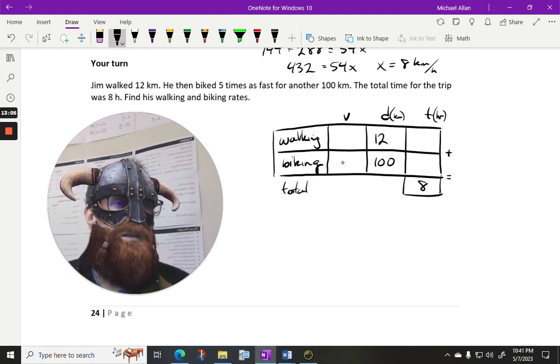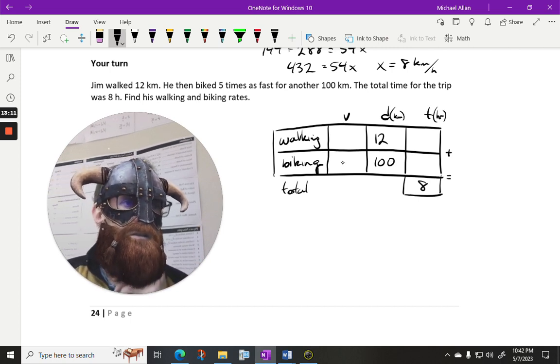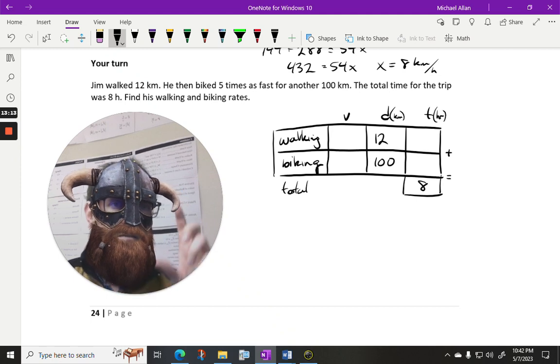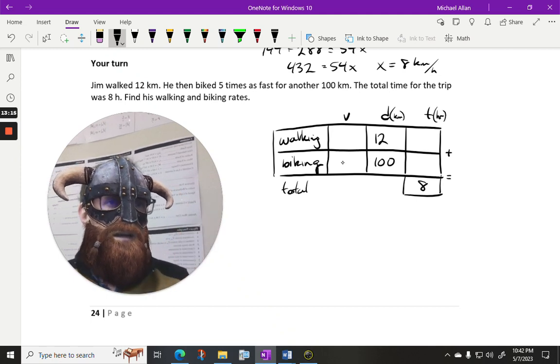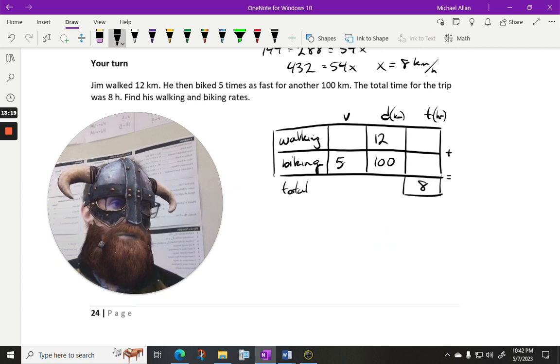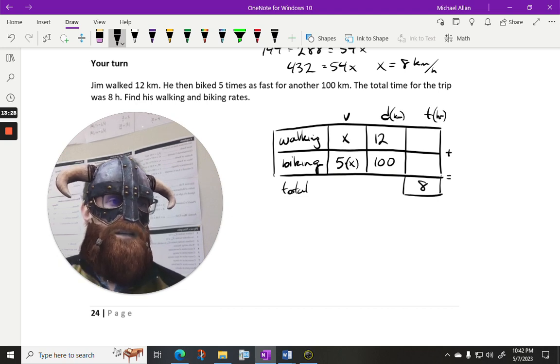All right, so over here are V. Remember, I'm trying to create this table using just one single variable. So I want to relate the speeds to each other. And it says here it biked 5 times faster. So you know the biking was 5 times faster than whatever walking happens to be. So walking, let's just call that x. So this is 5 times x.